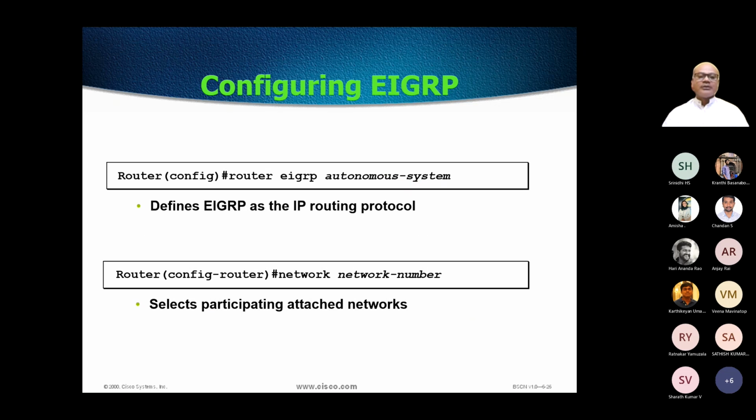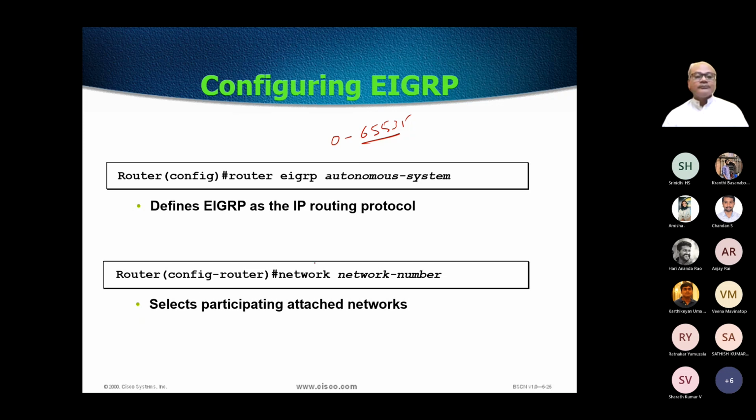So how do we configure? Same thing as how we configured yesterday. Here, just router EIGRP, and we have to give the AS value here. The AS value can be 0 to 65,535, any value. So make sure that the AS value is the same for both neighbors if you want to form the neighborship.